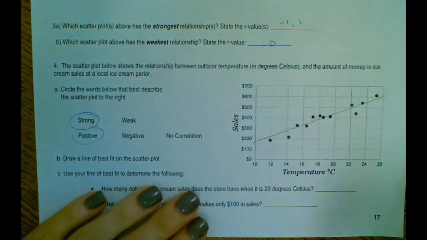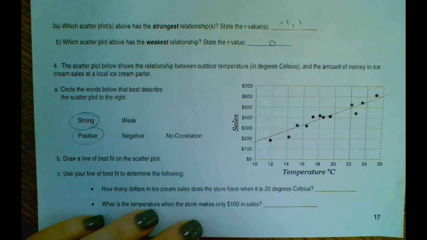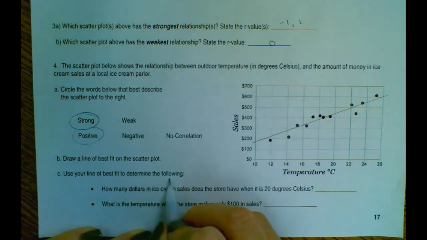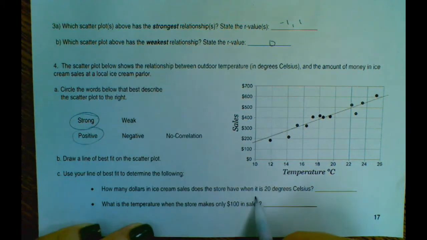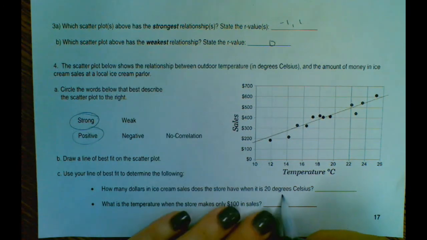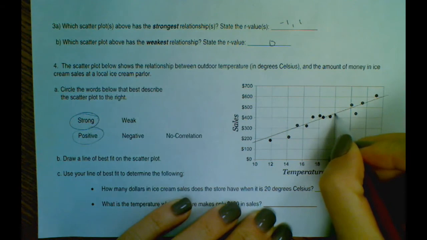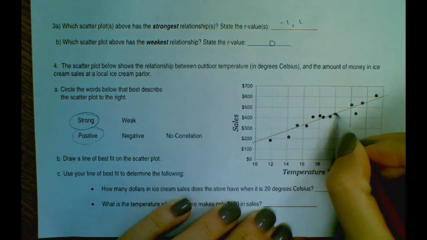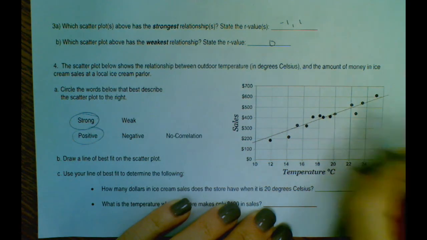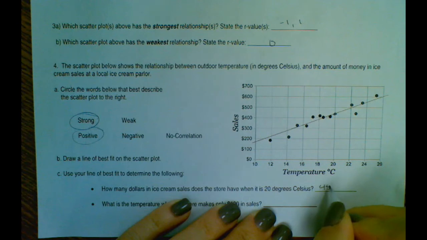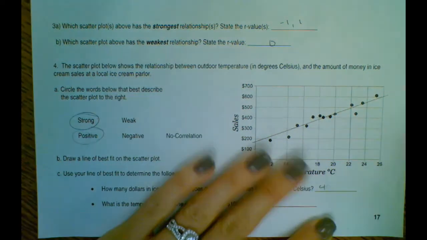Okay, so there's a line of best fit. And then it says use your line of best fit to determine the following. How many dollars in ice cream sales does the store have when it's 20 degrees Celsius? So 20 degrees Celsius, we'd go here. And it's almost halfway between 400 and 500, which would be 450. We'll just go a little bit below that and make it 440.